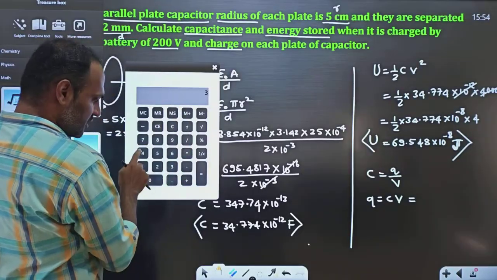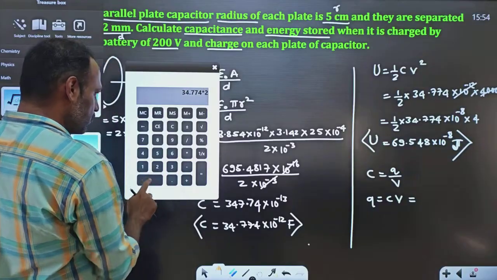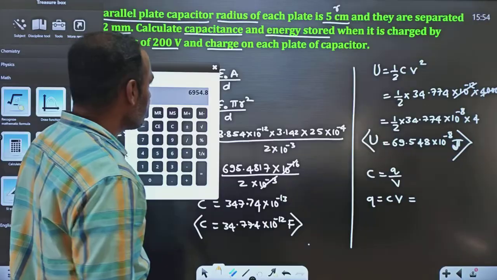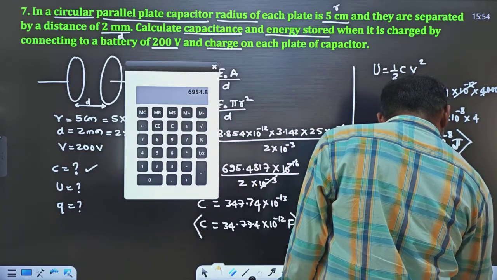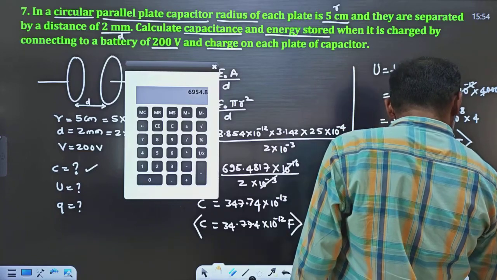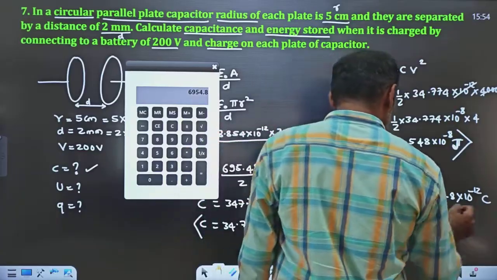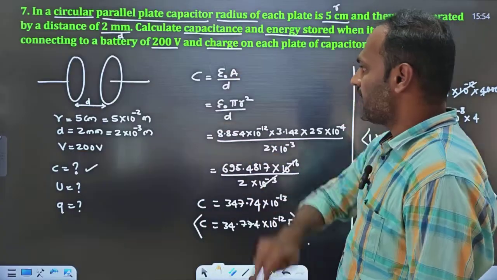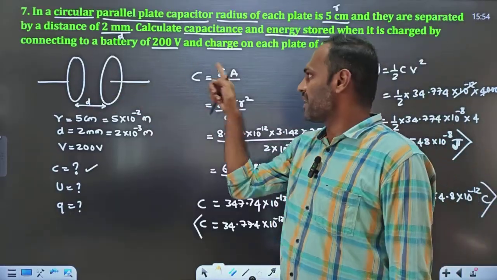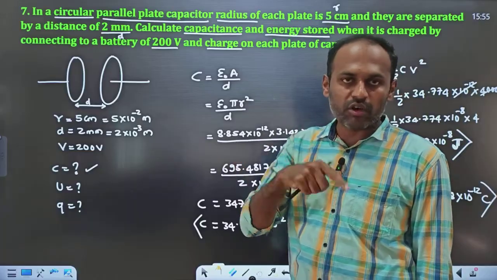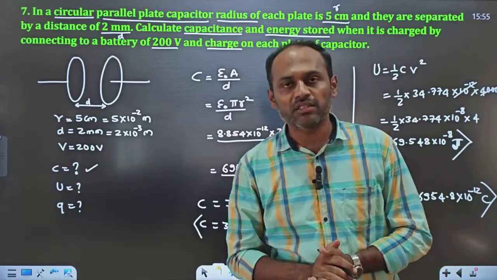How much is C? C is 34.774, right? Into how much is V? V is 200. So 6954.8 into 10 to the power minus 12 coulomb, right? So this much will be the charge. So we got the value of charge, value of energy, and value of capacitance. In case they were giving rectangular plates, they would have given the area, or they would have given you the length and breadth of that plate. So that is how we have to solve the 5 mark numericals on this chapter.